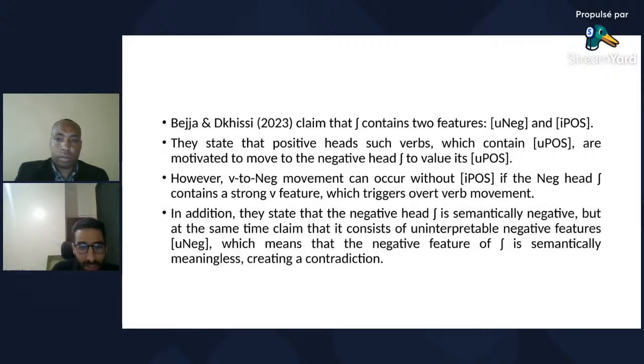In addition, they state that the neg head is semantically negative, but at the same time claim that it consists of an uninterpretable negative feature, which means that the negative feature of sh is semantically meaningless, creating a contradiction. You say that it semantically negates sentences. At the same time, it contains an unvalued neg feature. This is a contradictory concept.